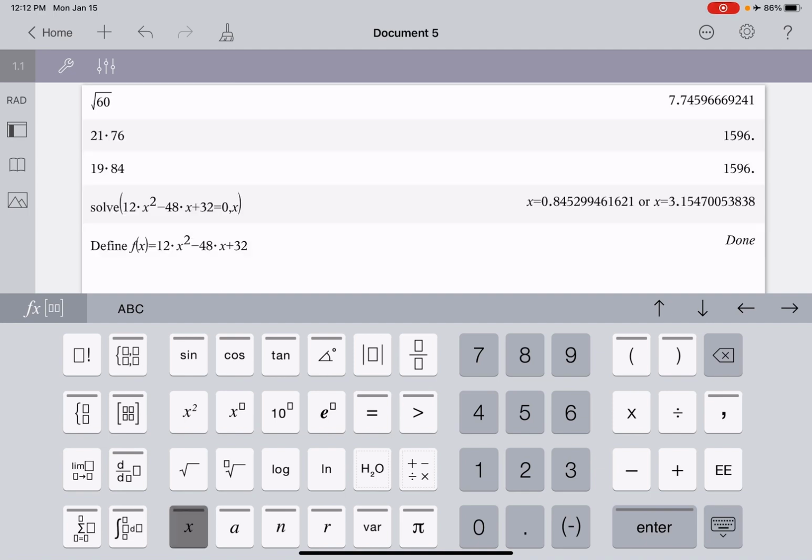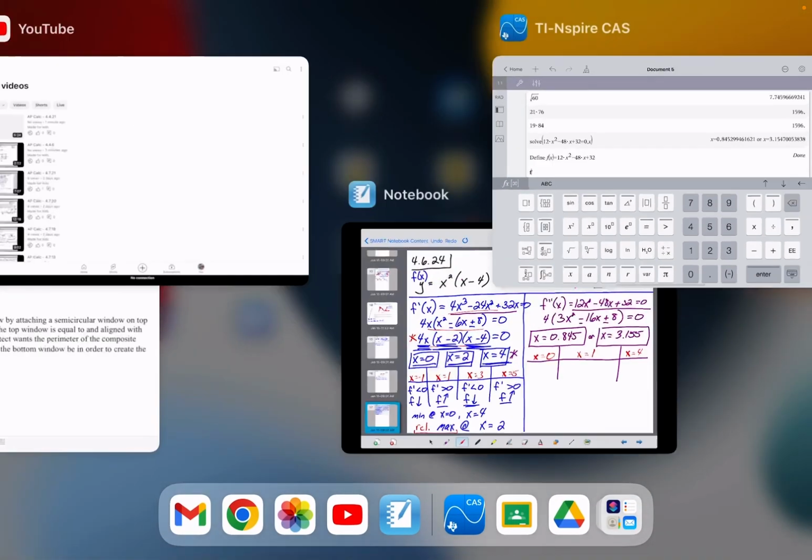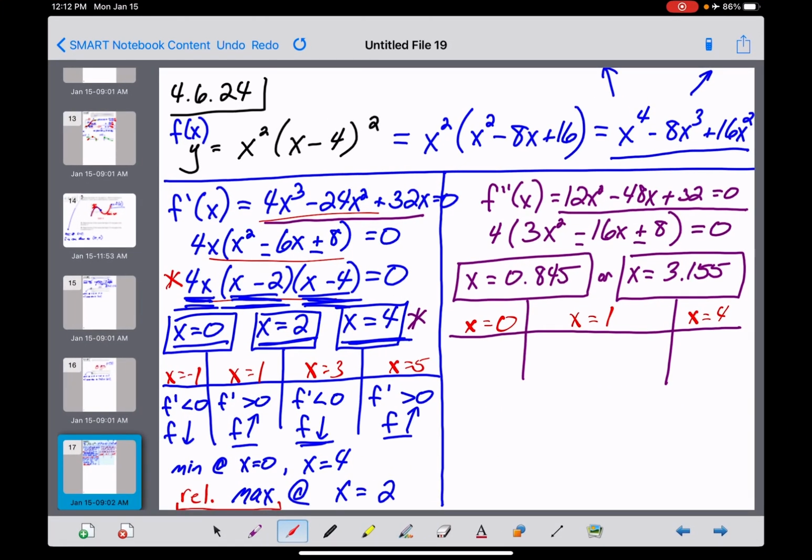And now we want to evaluate that f function at our first test value, which I thought was 0. Oh, actually, that one I think I can do without the calculator. When we let 0 go into this function, looks like we're going to get 32. So f double prime is positive there. Our curve is concave up. When we get to x equals 1, that one I can probably do without a calculator too. That's 12 minus 48, that's a negative 36. Adding 32, we're negative there. So f double prime is less than 0. We're concave down.